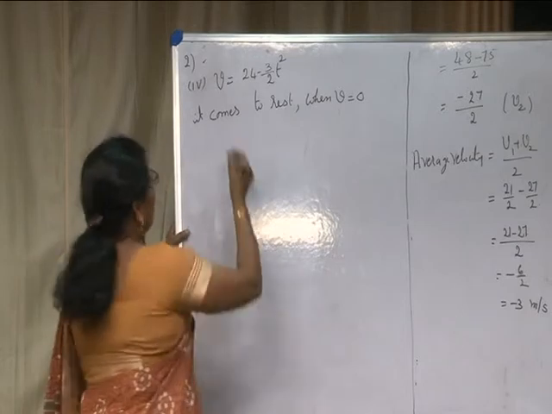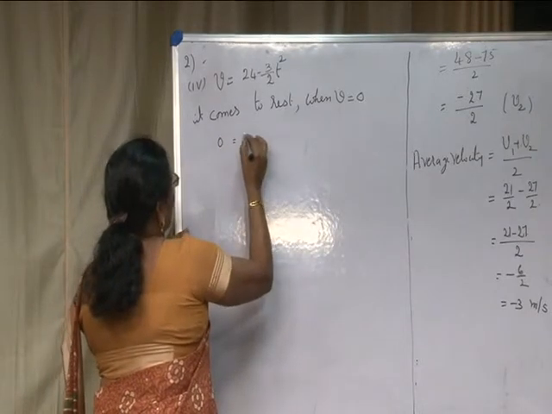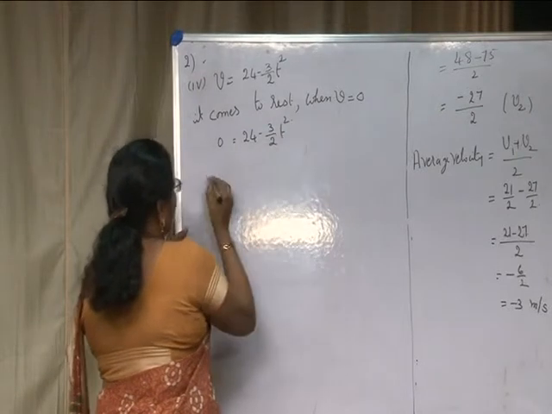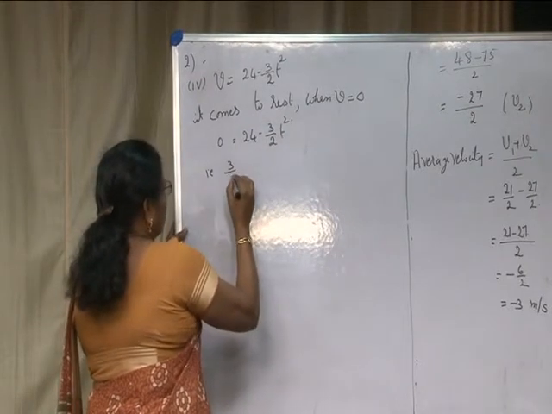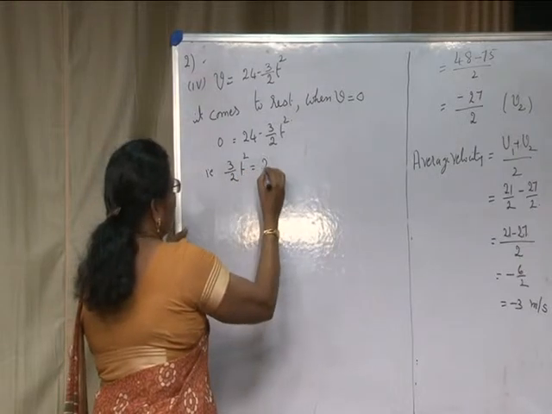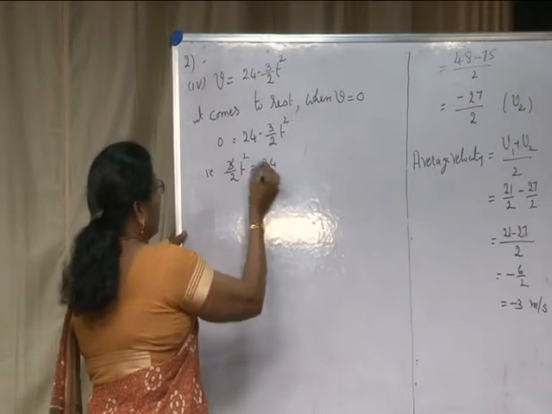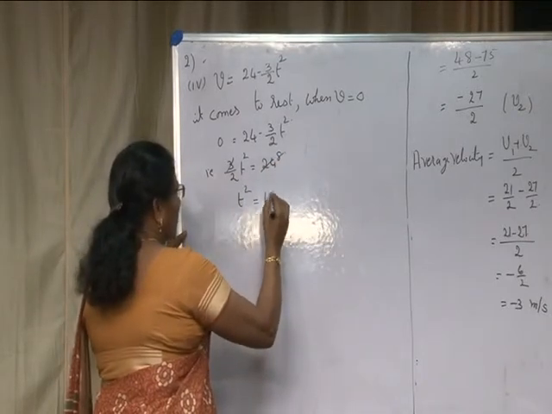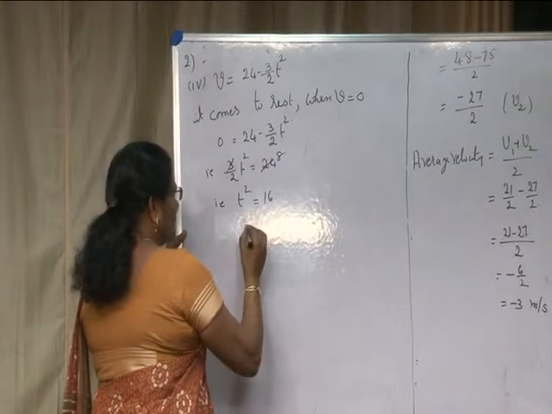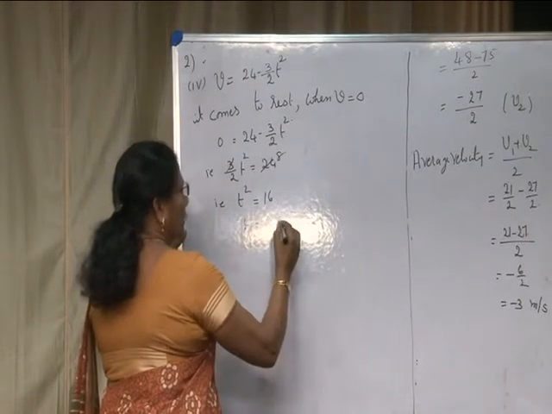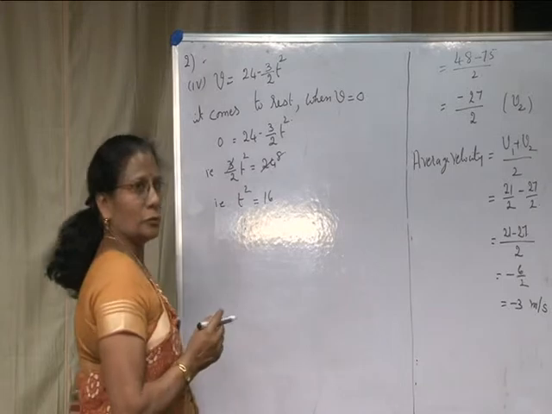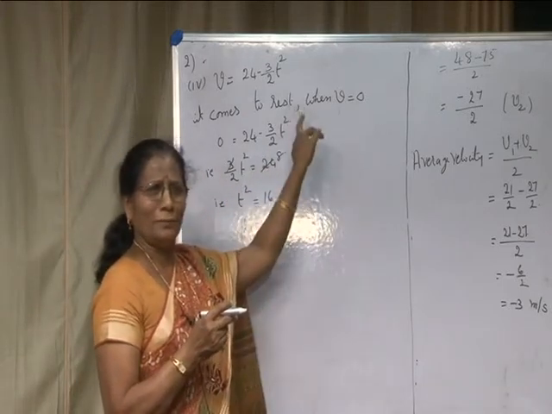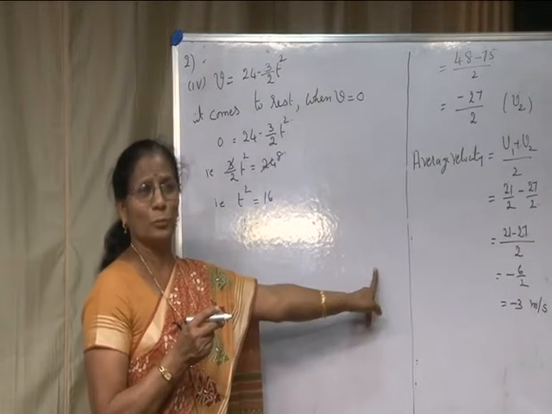So, 0 is equal to 24 minus 3 by 2 t square, that is 3 by 2 t square is 24. T squared is equal to 16, t is equal to 4 seconds. So, after 4 seconds the velocity becomes 0, then the particle comes to the rest position.